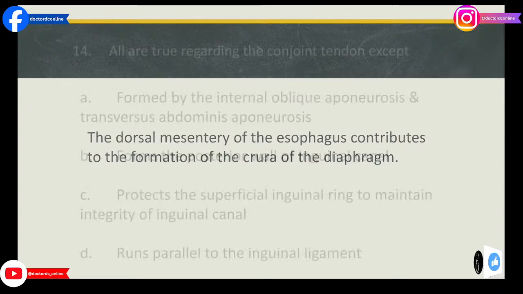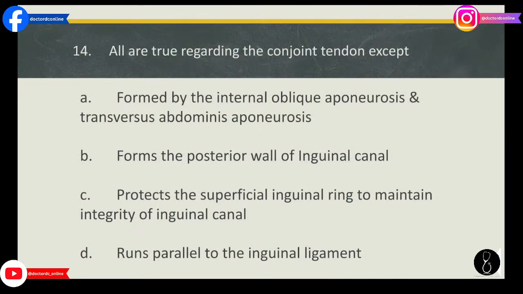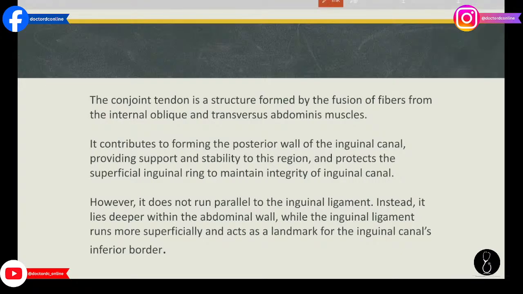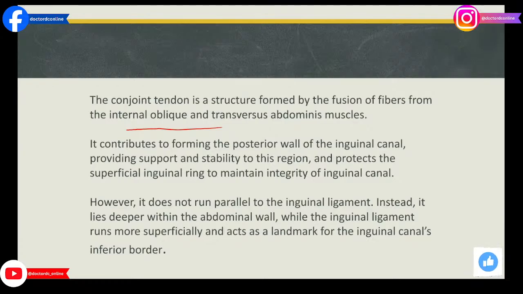In question 14, you are asked to identify the false statement regarding the conjoint tendon. The options are option A, formed by internal oblique and transversus abdominis, option B, forms posterior wall of inguinal canal, option C, protects the superficial inguinal ring, and option D, runs parallel to inguinal ligament. While all other statements are true, the conjoint tendon does not run parallel to the inguinal ligament. It lies deeper. The correct answer is option D, runs parallel to the inguinal ligament.